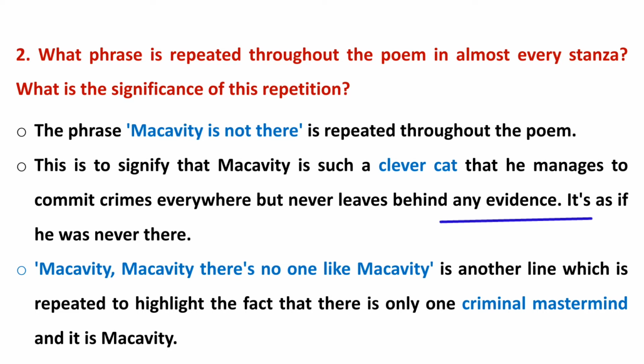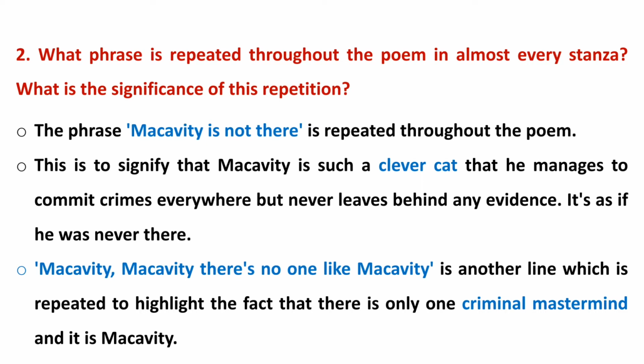So look at that. With the second point, what is the idea I want to tell you? The cat is a very clever cat, and he could manage to commit the crimes without leaving any evidence. That is the cleverness of the cat.